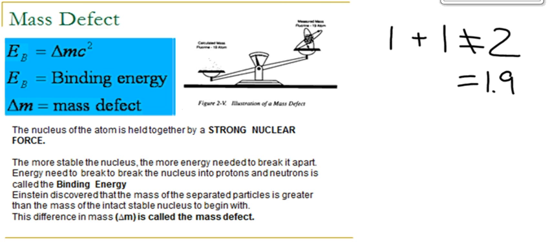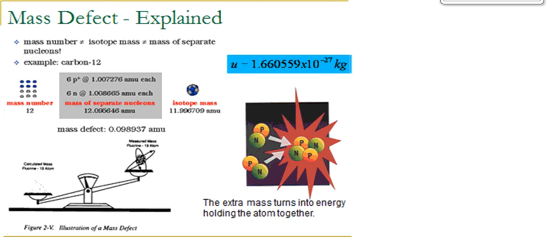So for a long time, we had no idea where this went. It turns out that difference in mass, the mass defect, is basically the extra energy needed to keep it together.